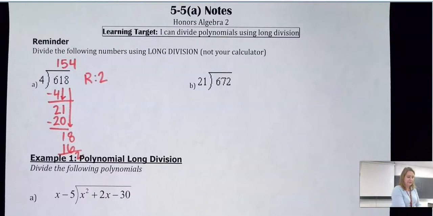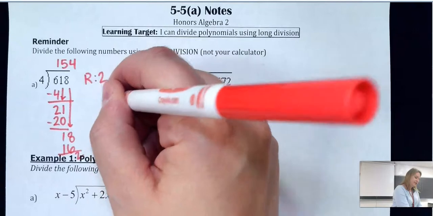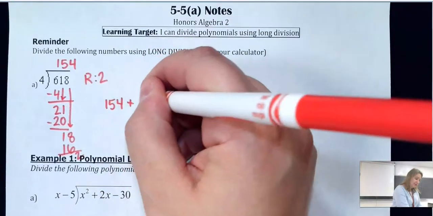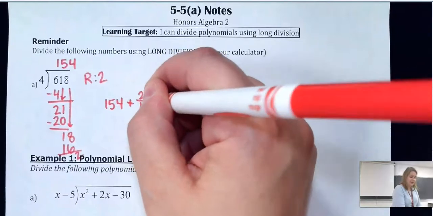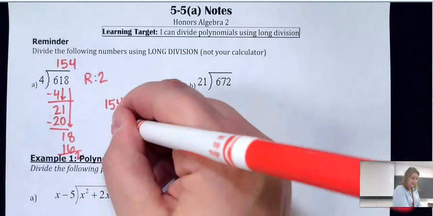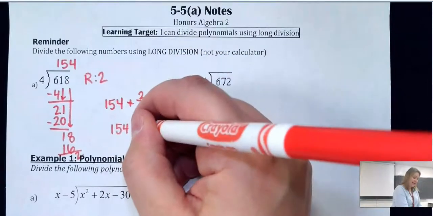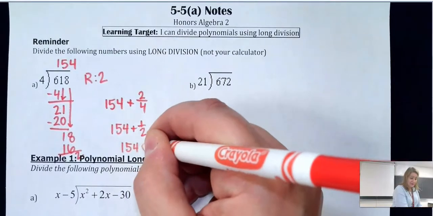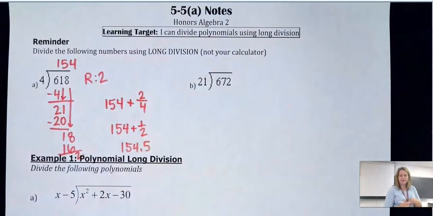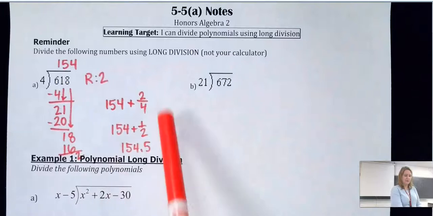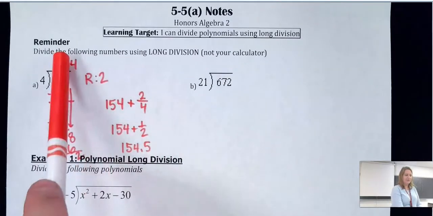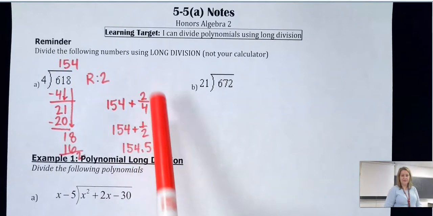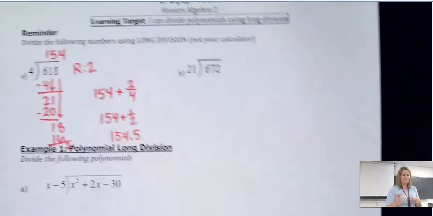Okay, and then just to show you really quickly, I might just leave my answer like that. Another way to write the answer is 154 plus the remainder over what you were dividing in, which here would be 154 plus a half, or if you want to just write that, 154.5. Now it's going to look a little bit different with polynomials, but like I said, I'm fine with just writing remainder 2, but another way to write the answer is to take whatever you get on the top plus your remainder over what you were dividing in.